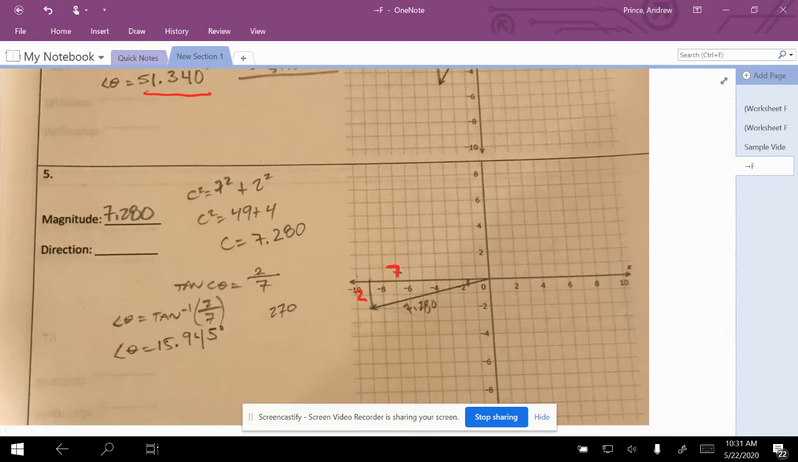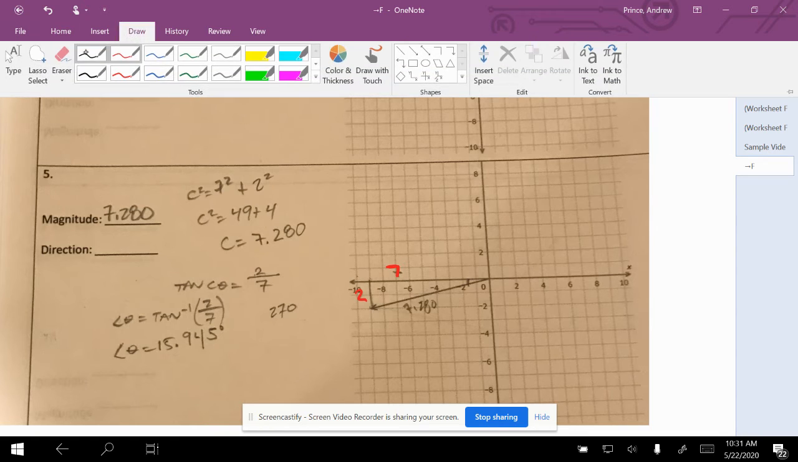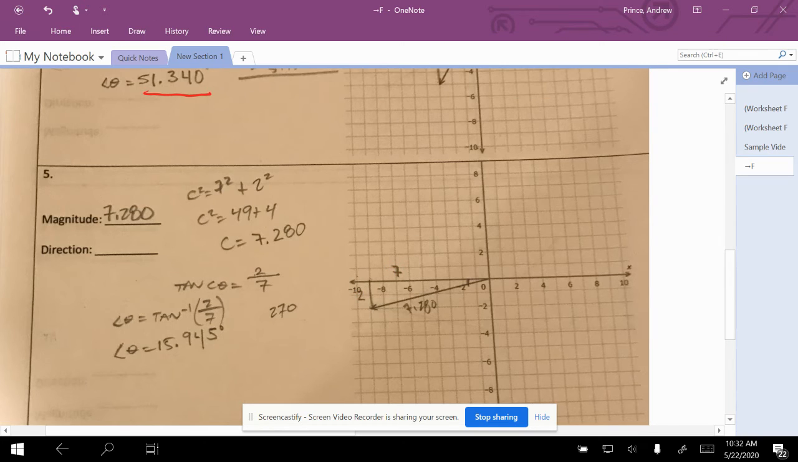Let's see what you got for your magnitude there. So you got 7 squared plus 2 squared, 7.28. Let me take a look at mine. You know what? I think I see what you did here. This one doesn't look right, but it's another small mistake. So you got 7 written here. Yeah, 7's right here where your 7's written.